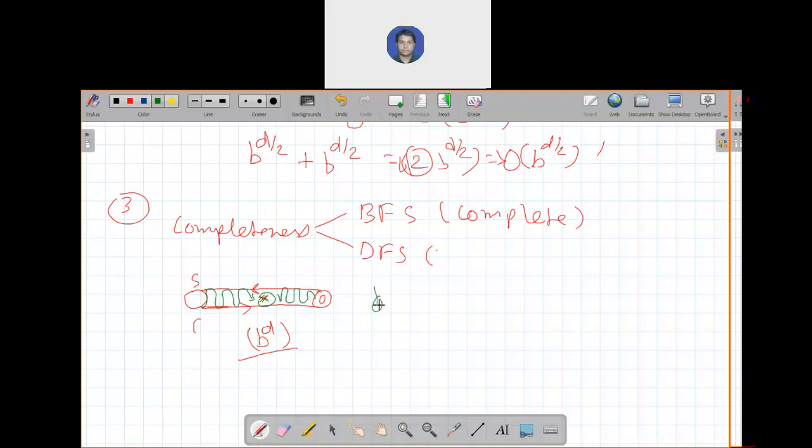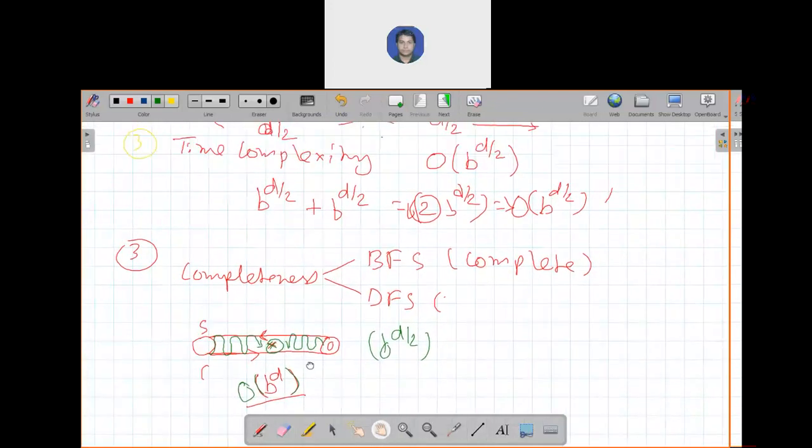What is the average complexity? It is divided by 2. But if you follow the depth first search technique here, your time complexity will be b to the power d. Is it clear? These are some key points about bidirectional search.